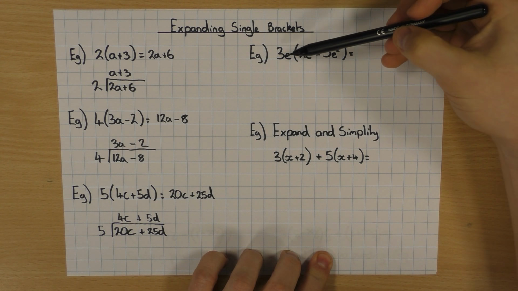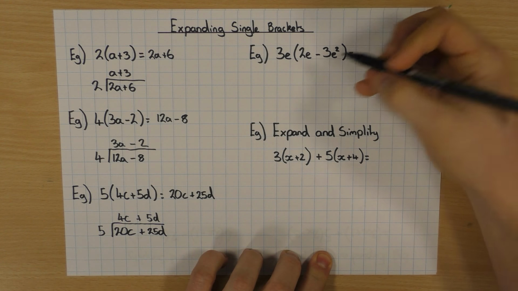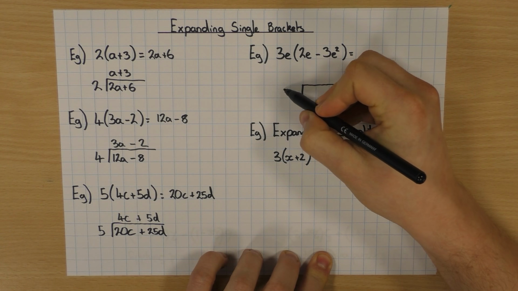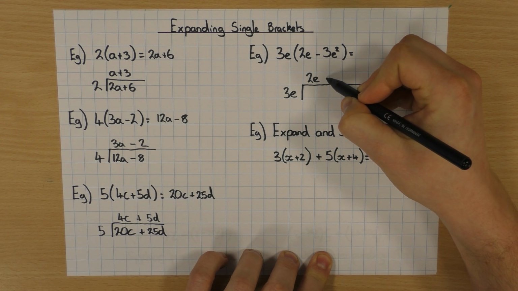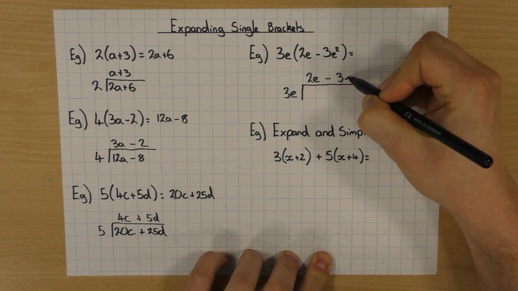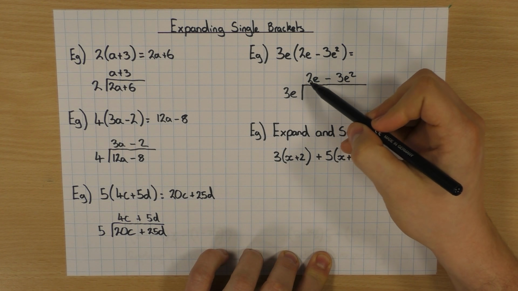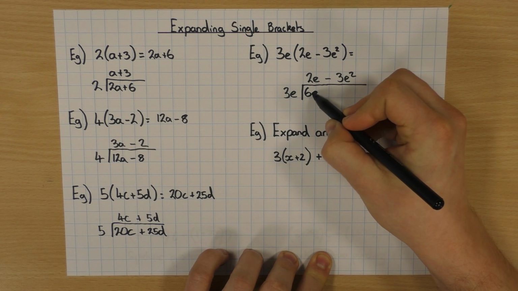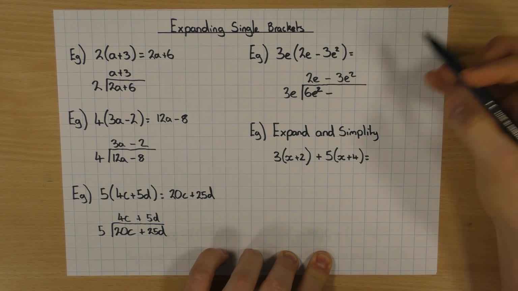Looking a bit trickier now, where we've got actually a letter or a variable on the outside. Again, exactly the same method. Don't let it put you off. Draw yourself a nice little grid. 3e on the outside, and then 2e minus 3e squared goes on top because that's inside the brackets, and we just times them. 3 times 2 is 6. E times e is e squared. There's my minus, you can put that in there if you like.